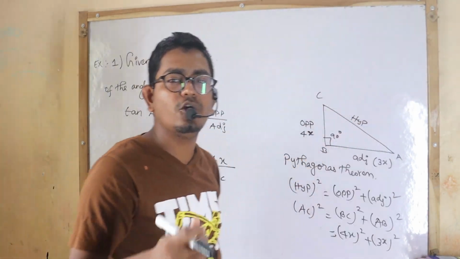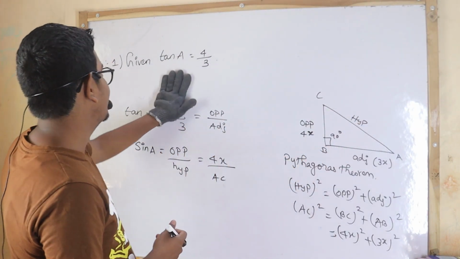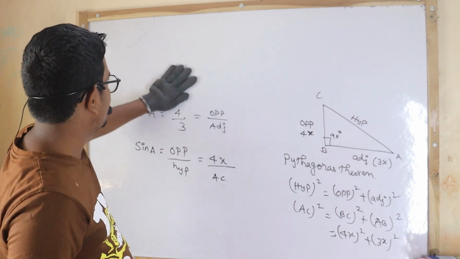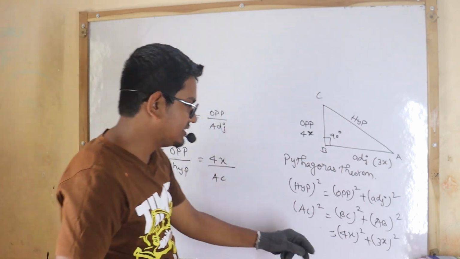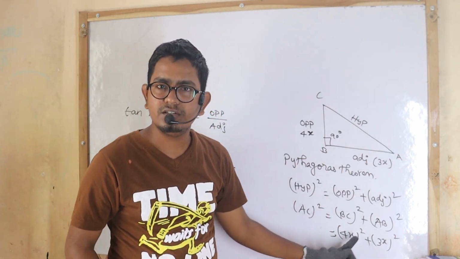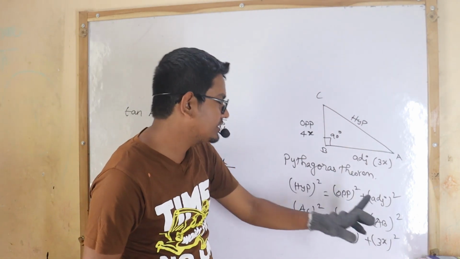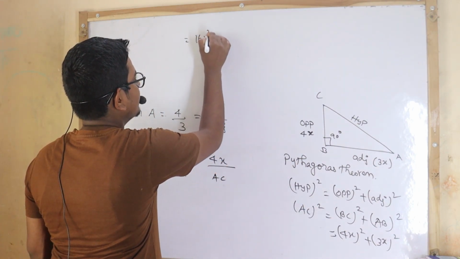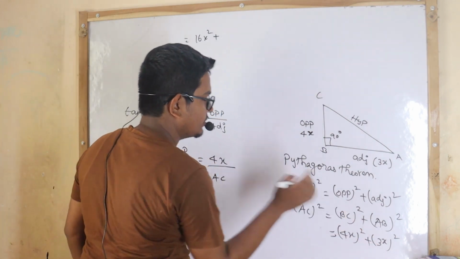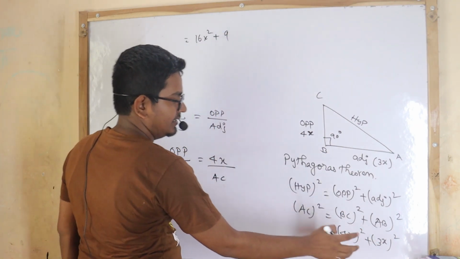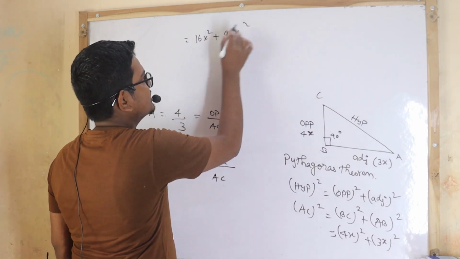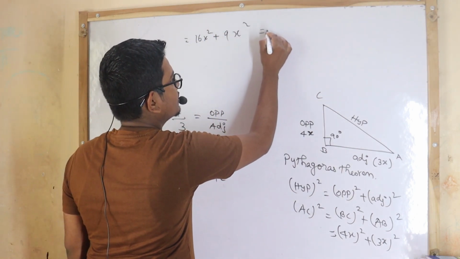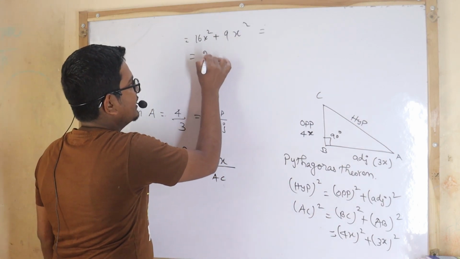Find the other trigonometric ratios of the angle A. We will find that, right? As you already know what the question is. So let's see. It is 4 square, 4 square is 16 x square. That means it is 16 x square plus 3 square, 9 x square. So it is 16 x square plus 9 x square. It is nothing but 25 x square.